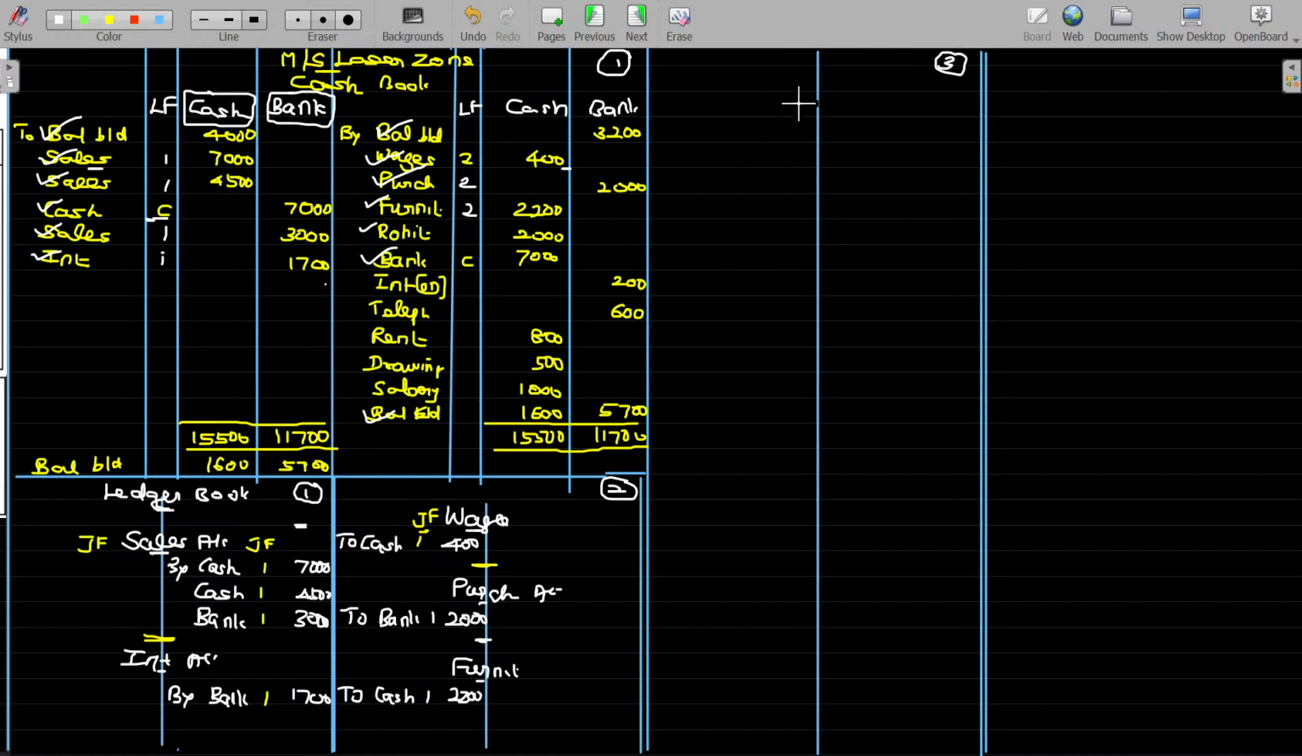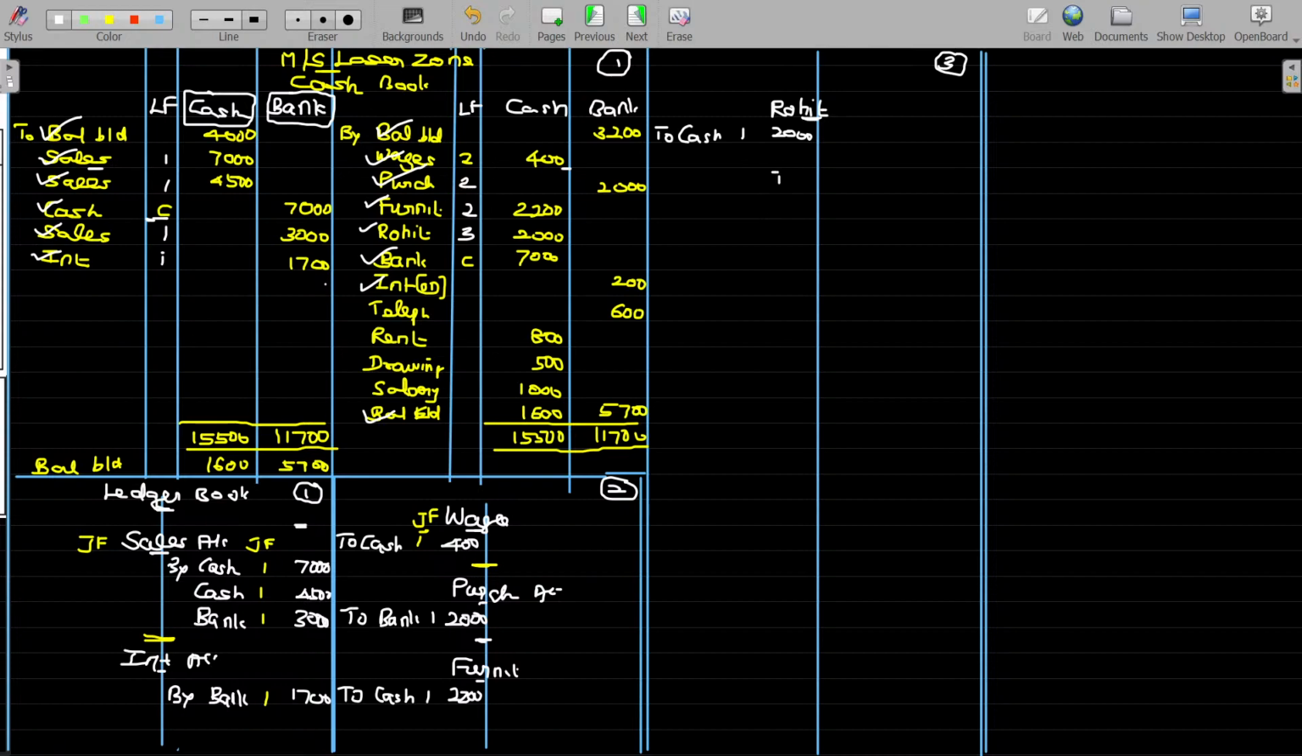Now Rohit, I have to open the Rohit account as a new one. Here on the debit side, 2000, named as to cash. It came from page number 1. This is transferred to page number 3. Contra, you can forget it. So double entry is over.